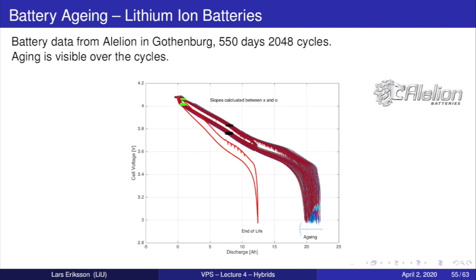Another example of a discharge profile with another battery chemistry is seen in this graph. Here we have done discharging and then charging and discharging and charging over 2048 cycles over 550 days. And the aging effect can be seen here, where the capacity of the battery is changing. And when we reach end of life, the capacity has decreased significantly. In this case I just illustrated it with 60% reduction of the battery capacity from the start here. Normally people are using 80% as the end of life.